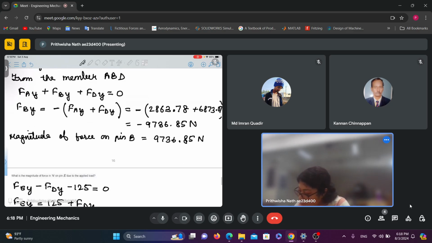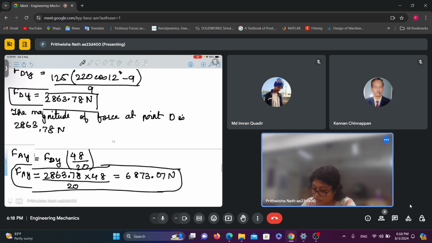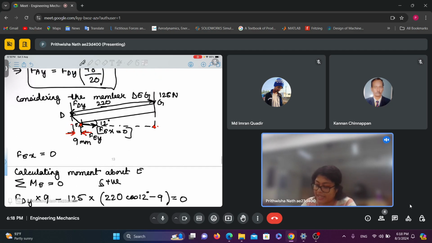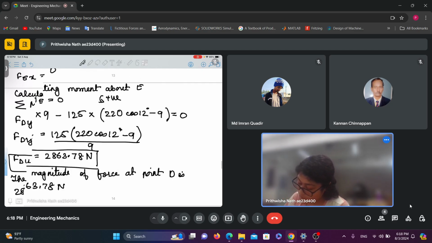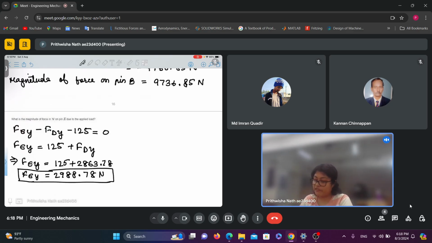And in the next problem, what is asked, find the magnitude of force on pin E. Similarly, we are considering this member DEG, and from there we found out that FEX should be 0 because it's a 3/4 member. Now FEY comes out to be 2988.78 Newton.